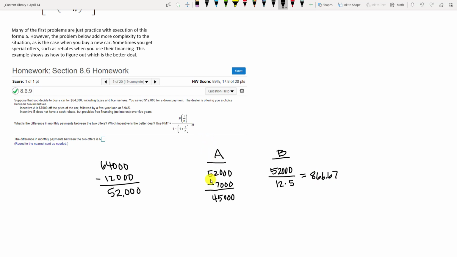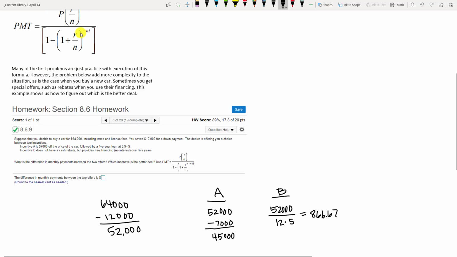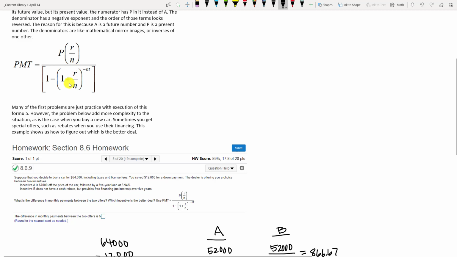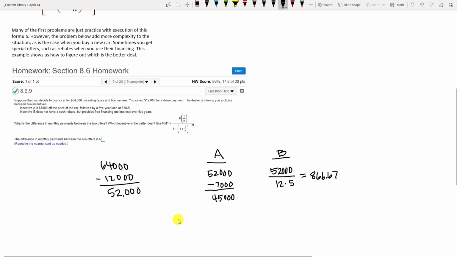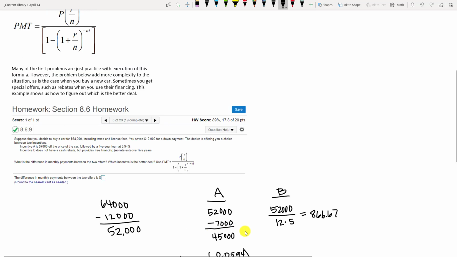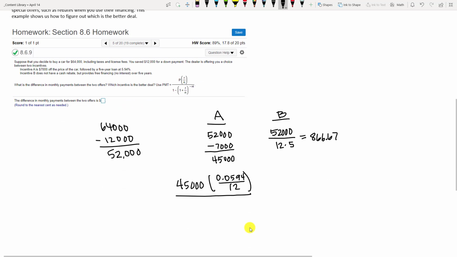Over here on option A, let's calculate a 5-year loan at 5.94%. Let me go get the formula and we'll populate it. The formula says P times r over n, divided by 1 minus (1 plus r over n) to the negative nt. Our P is this $45,000 number. So we have 45,000 times r. R is 0.0594. Since car payments are paid every month, we divide that by 12, because that's n. Then we divide that by 1 minus (1 plus r over n) to the negative nt. When we populate those values, this is what we get.